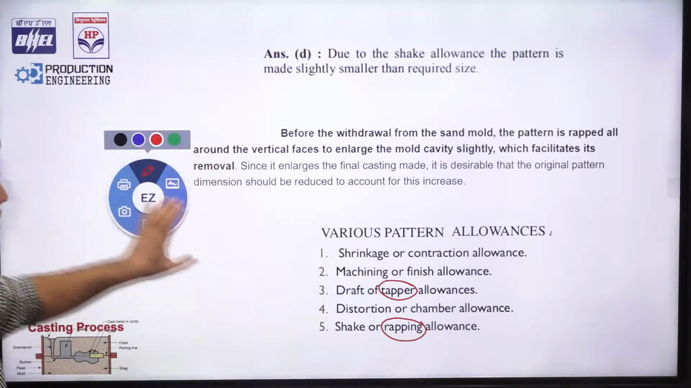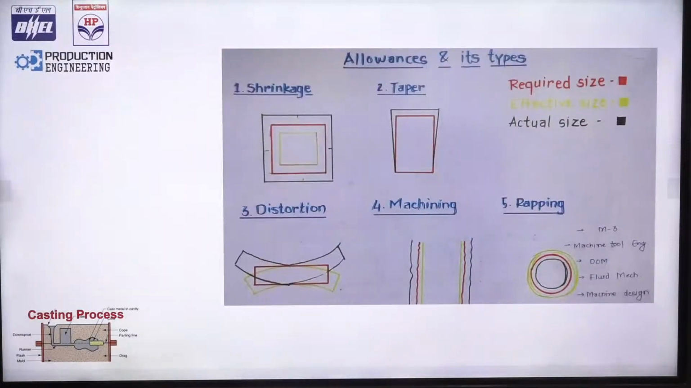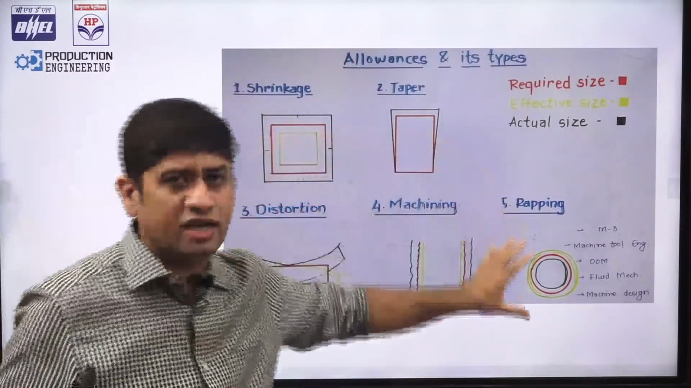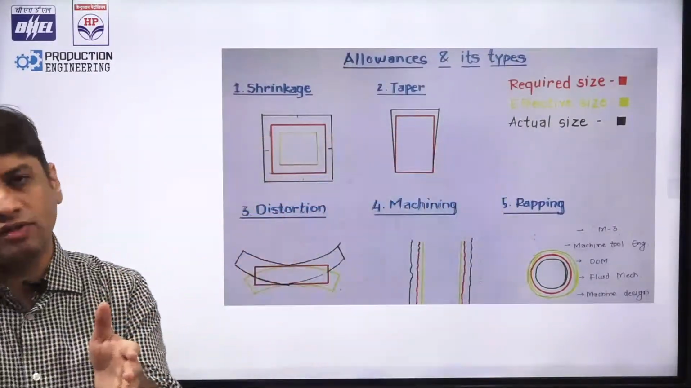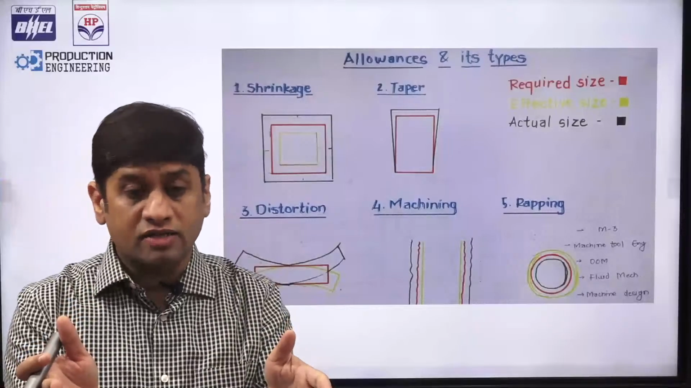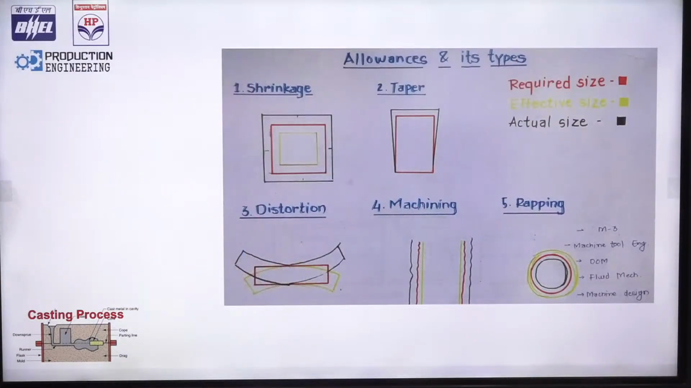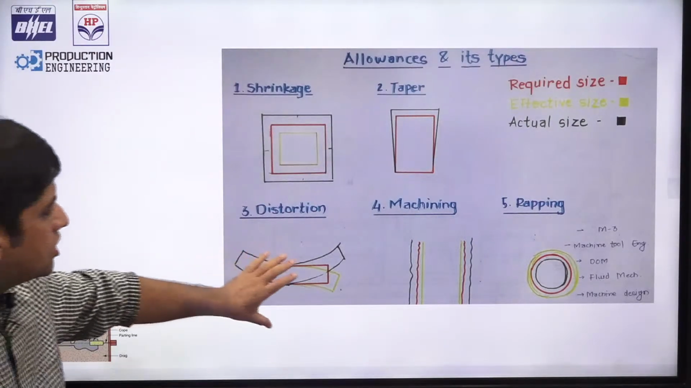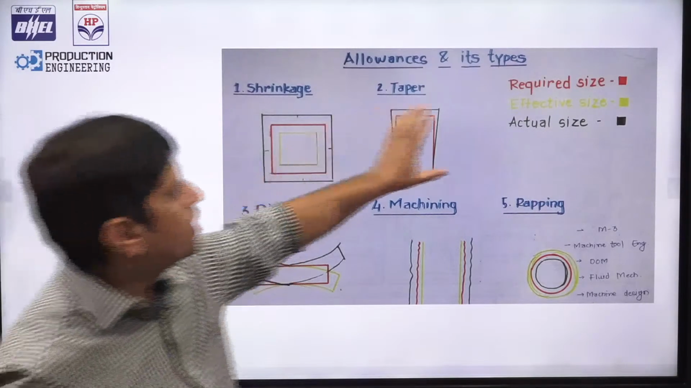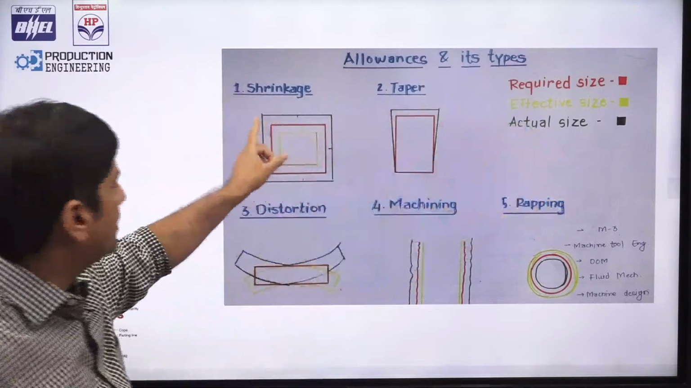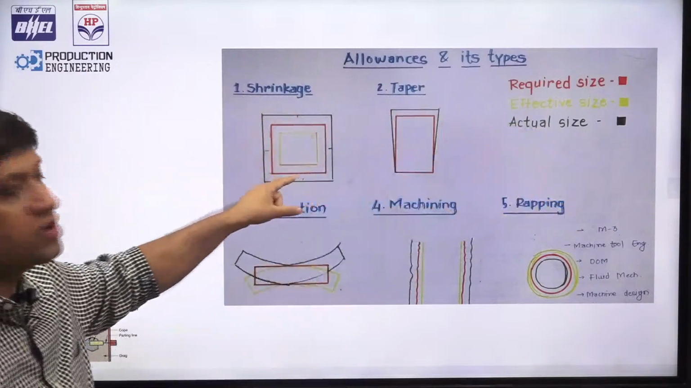Now these are the different kinds of allowances which are to be provided, and this is how it is done. This different color is telling you what should be the size of the pattern, what should be the size of the actual casting, and what is the size of the molten metal when it is poured. In wrapping allowance, distortion allowance is also there. What we finally want is the red color.